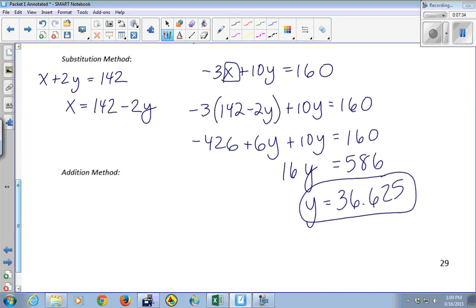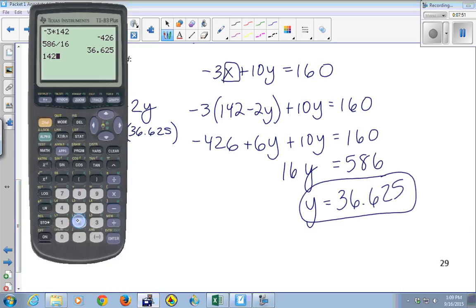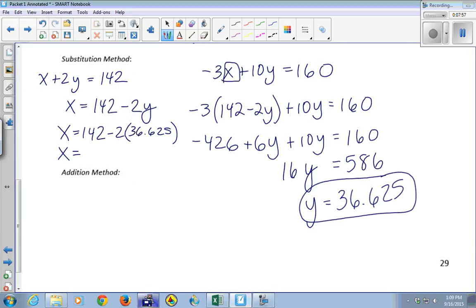And then once I have y, I can go back to my equation for x and figure out x. 142 minus 2 times 36.625. Just replace the y with the number that you just got, and you get x is 68.75. And we had estimated 68, so we were pretty close. Is this familiar? Everybody's seen this once or twice? Okay, good.